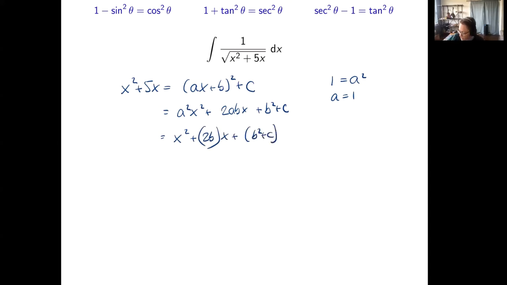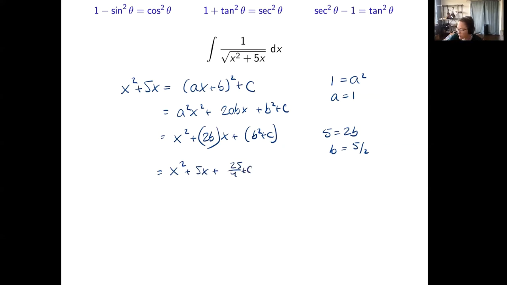The next thing I'm going to do is match up the coefficient of x. So x is only multiplied by 5. This isn't x, it's x squared. This isn't x, it's a constant. I need 5 to be the same as 2b. So that tells me b is 5/2. So now this looks like x squared plus 5x plus b squared, so 25/4 plus c.